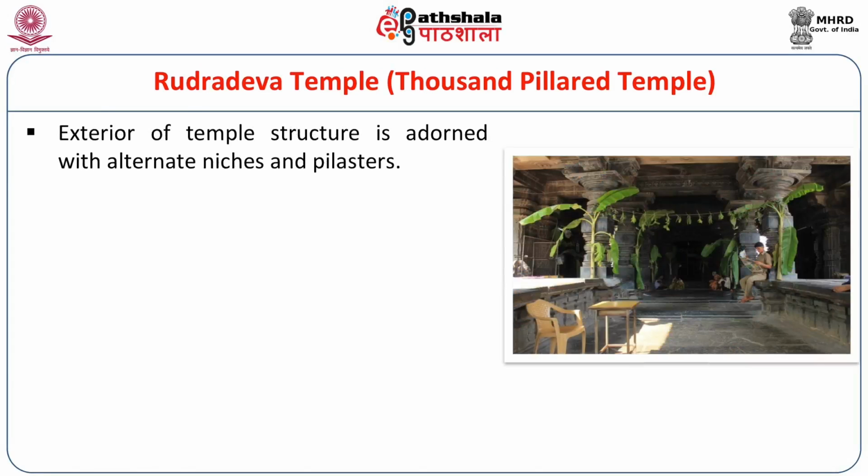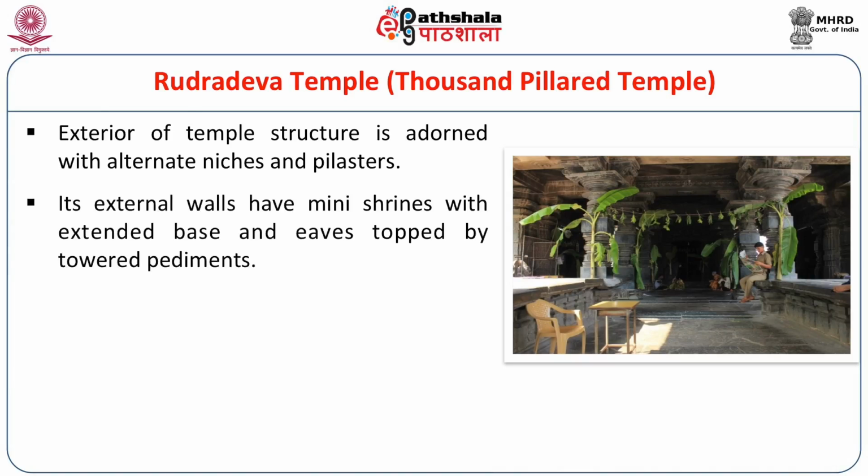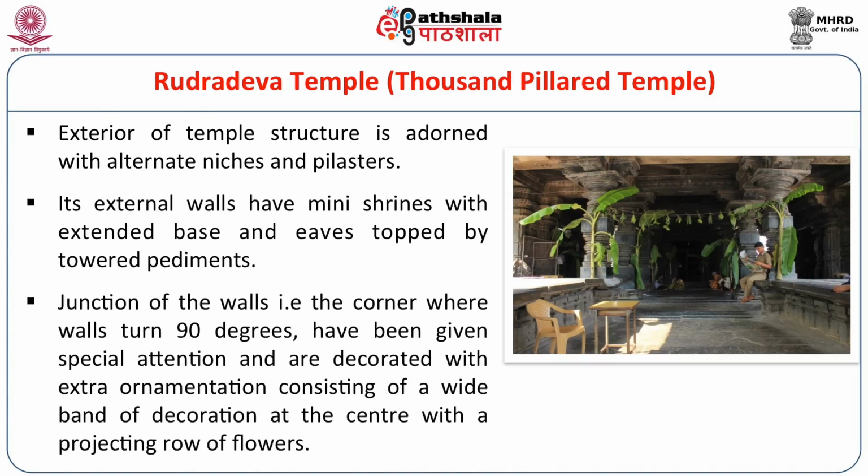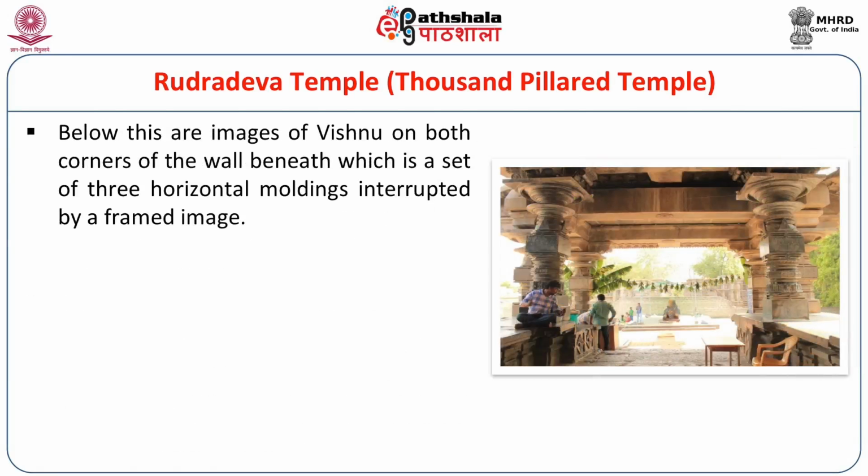The exterior of this temple is adorned with alternating niches and pilasters and has mini shrines with extended base and eaves topped by towered pediments. Junctions of the walls, that is, the corners where the walls turn 90 degrees, have been given special attention and decorated with extra ornamentation consisting of a wide band of friezes at the center and a projecting row of flowers or floral motifs.